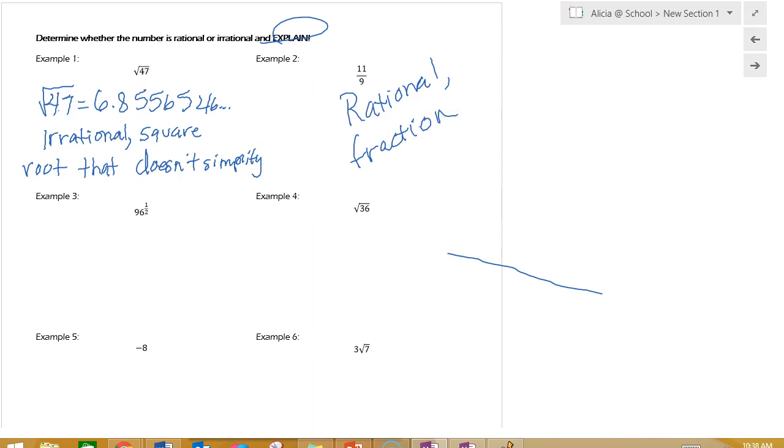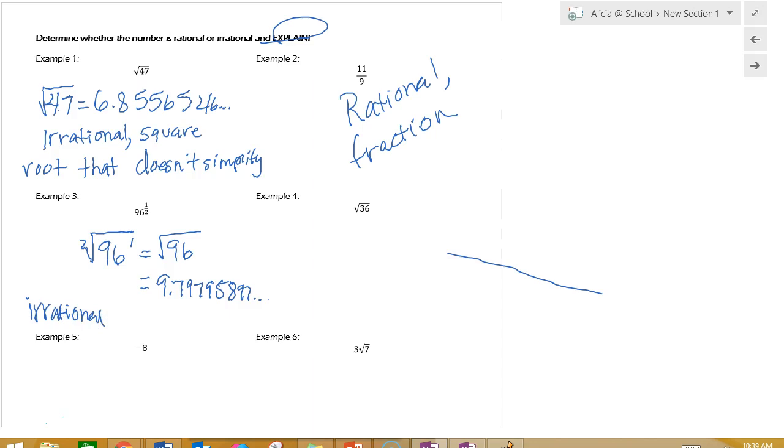Alright, the next one. If I have 96 raised to the 1/2 power. Thinking back to target B, when I change my rational exponents into radical form, my denominator goes over here, my power is my exponent. This still is the square root of 96. Just like in our calculator, if we plug in the square root of 96, we get this really long decimal that is non-repeating, 9.7959858997, keeps going on forever. So example 3 is also irrational, for that same reason: the square root does not simplify.